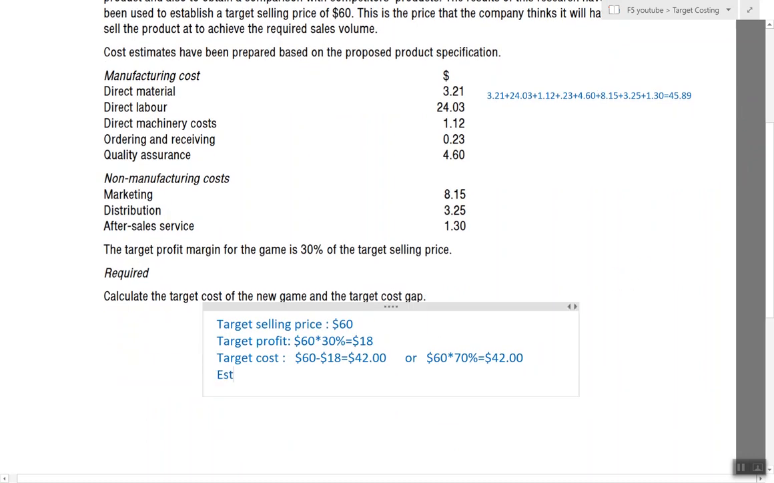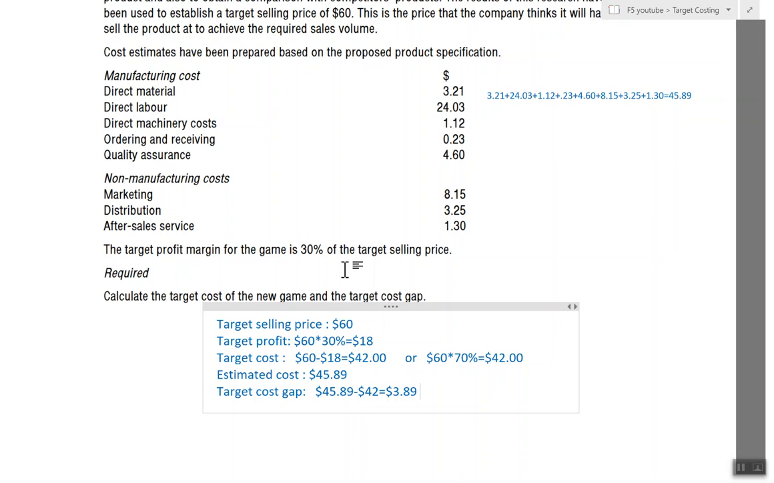So estimated cost equals 45.89. So that means we have a target cost gap of 45.89 minus 42, which is 3.89. So the requirement was to calculate the target cost of the new game and the target cost gap. But we will also go beyond. We will try to reduce the cost gap.